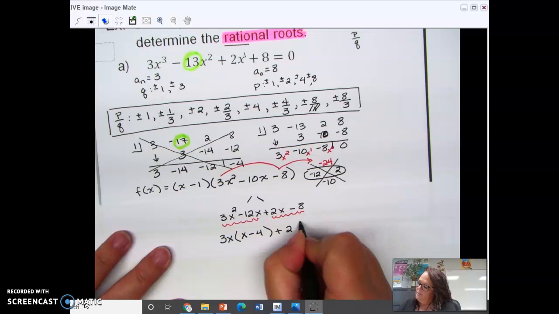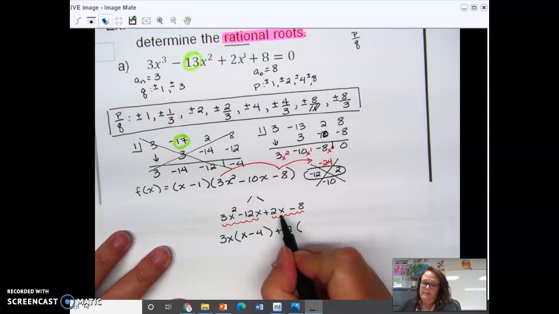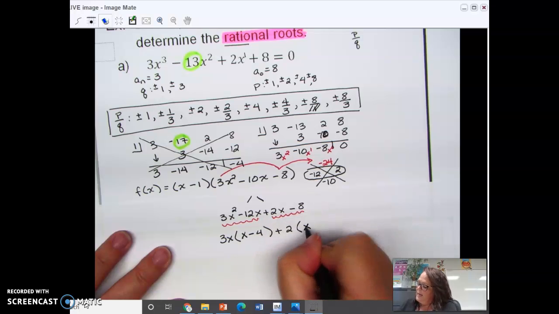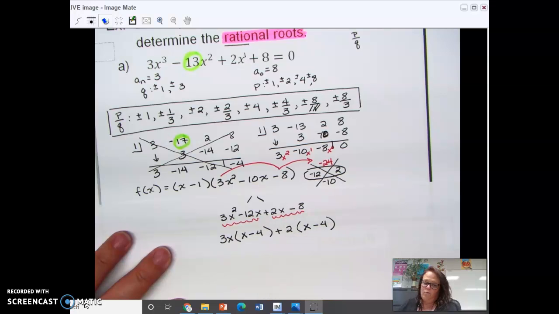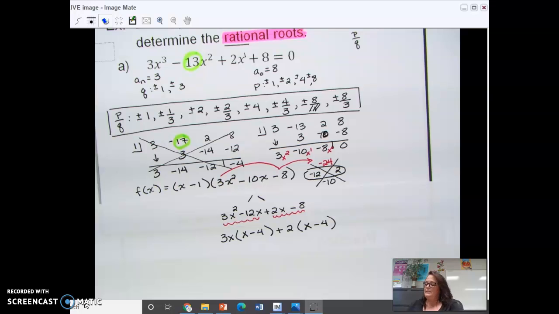So I'm going to factor out a positive 2. And 2 times what gives me 2x? So that would be x. And then 2 times what gives me negative 8? And that would be negative 4. And we know we did it right when the parentheses match.